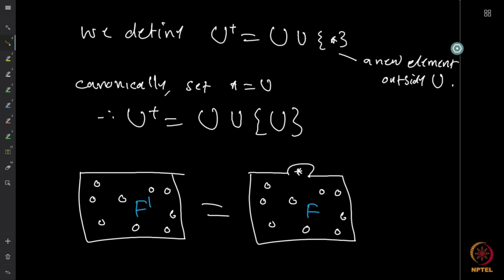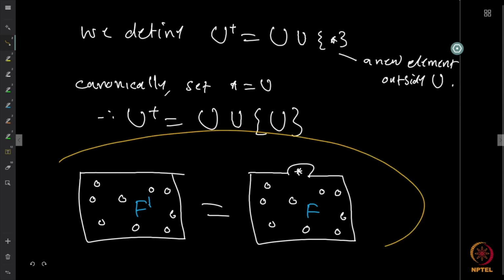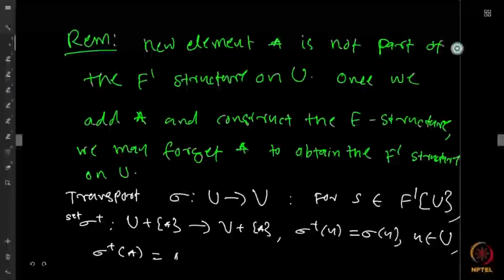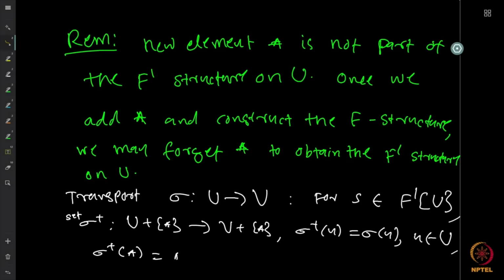I mean, we can of course do another way. That is okay. So another picture representation is the following: an F dash structure on a set U is basically an F structure on the set U with a new element, where the new element is sitting outside. Right? You put the F structure, forget about this, whatever it is doing there. So let us look at an example. Before that, maybe I will just make a remark that the new element is actually not part of the F prime structure on U, because it's never part of U. Once we add star and construct the F structure, we can forget star to obtain the structure.